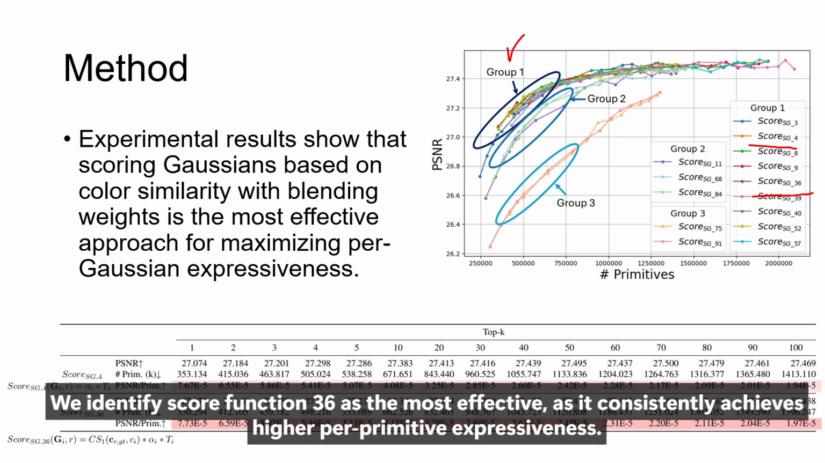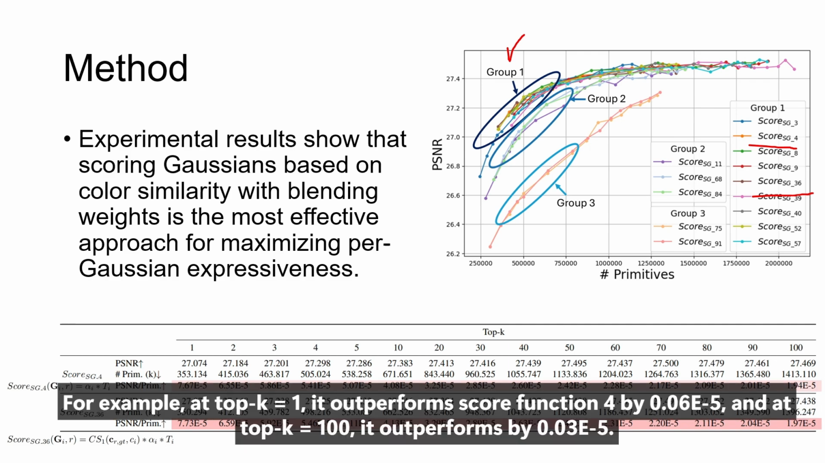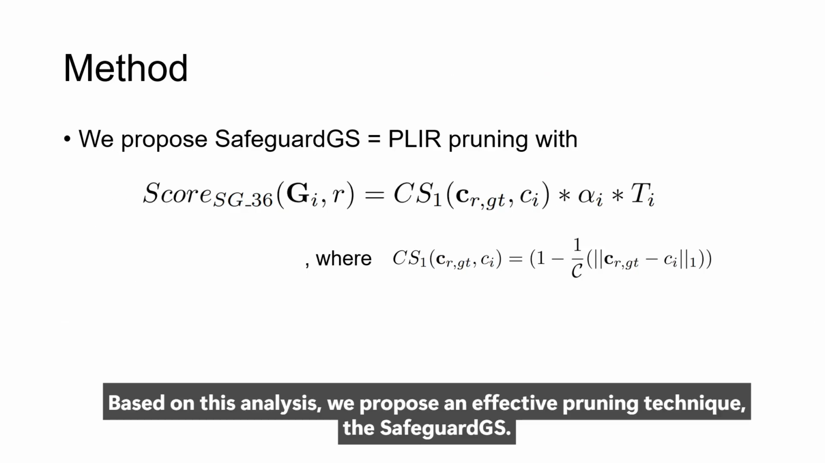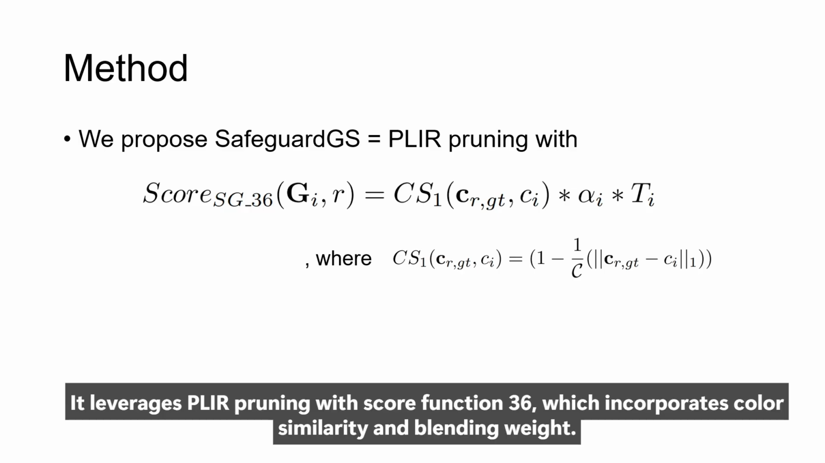We identify score function 36 as the most effective, as it consistently achieves higher per-primitive expressiveness. For example, at top K equal 1, it outperforms score function 4 by 0.06 times 10 to the minus 5, and at top K equal 100, it outperforms by 0.03 times 10 to the minus 5. Based on this analysis, we propose an effective pruning technique, SafeguardGS. It leverages BLUR pruning with score function 36, which incorporates color similarity and blending weight.